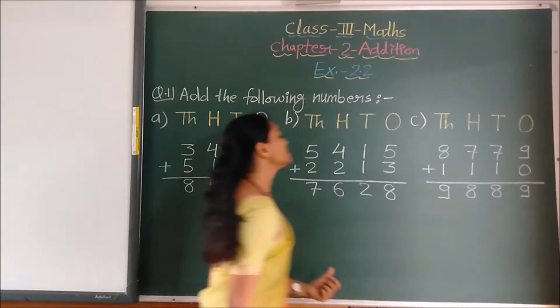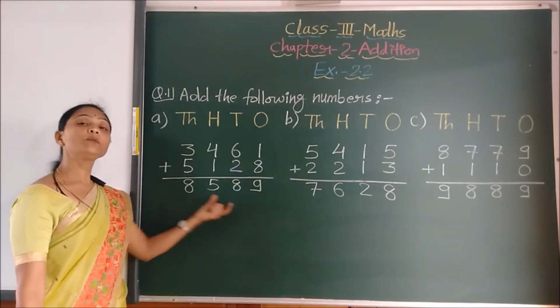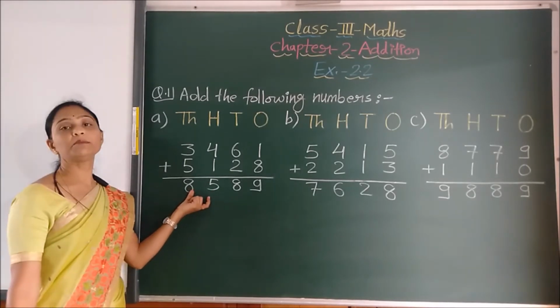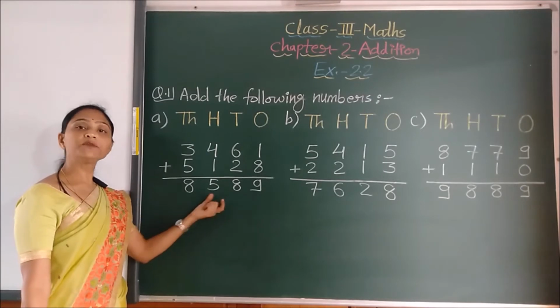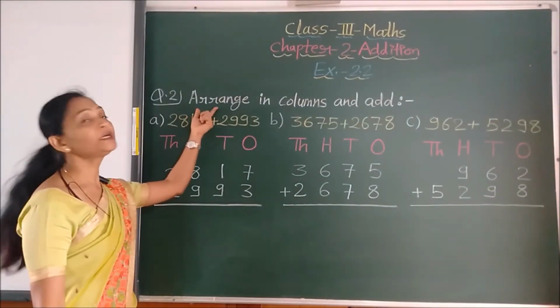9,889. So see children, we have solved these 3 questions. Same way you may solve other questions also. Just you have to remember, always you start addition from the ones place. Now we will see question number 2. Let's see now question number 2.